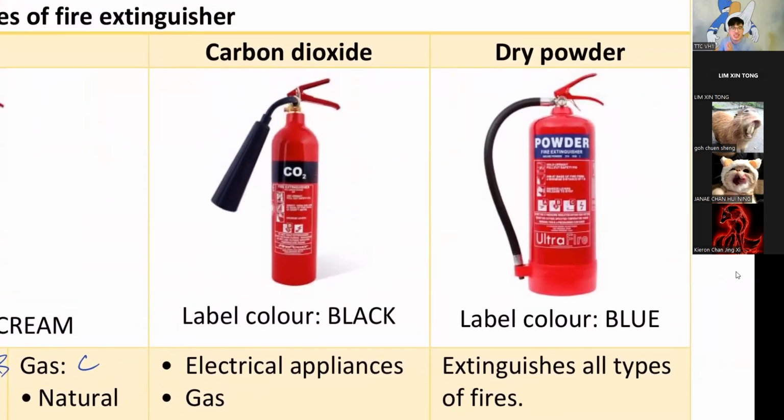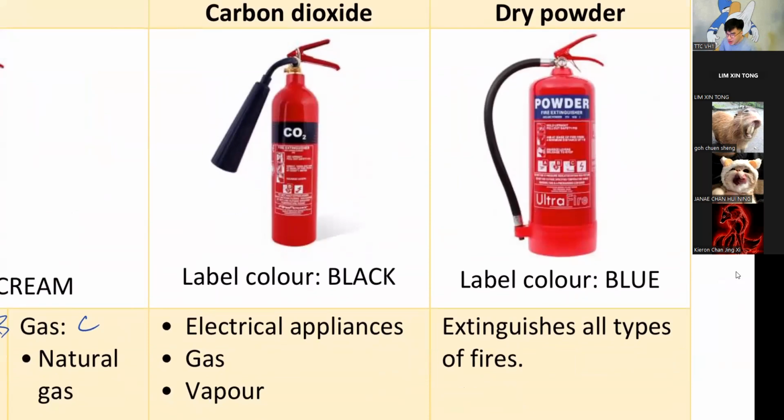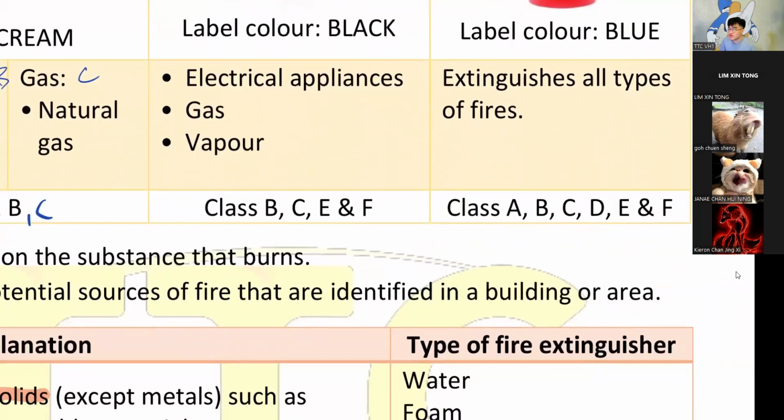Like I said, ABC powder is all you see. In your school, you have this thing everywhere. At TDC, we have this. You go to a shopping center, every few meters you will have one. So that's the dry powder. Why is it so useful? Because it's good for all fire, right? It's good for A, B, C, D, E, F.